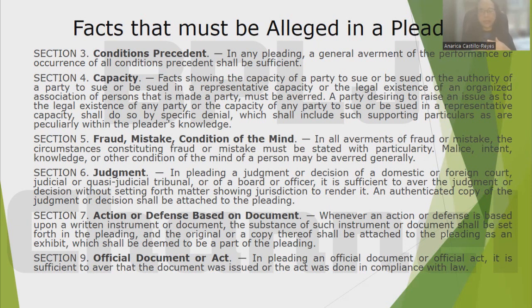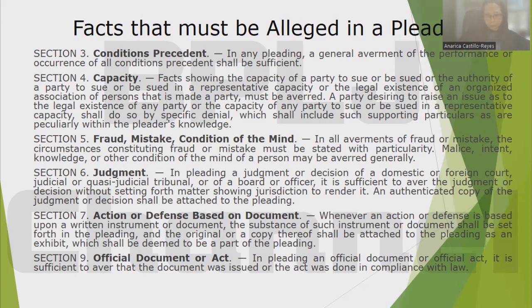Okay, another fact that must be alleged: judgment. If you are basing your cause of action or your defense on a judgment, it is necessary that you append the judgment relied upon in your pleading, or you copy a portion of the said judgment. In a pleading, a judgment or decision of a domestic or foreign court, it is sufficient to aver the judgment or decision without setting forth matters showing jurisdiction to render it. An authenticated copy of the judgment shall be attached to the pleading.